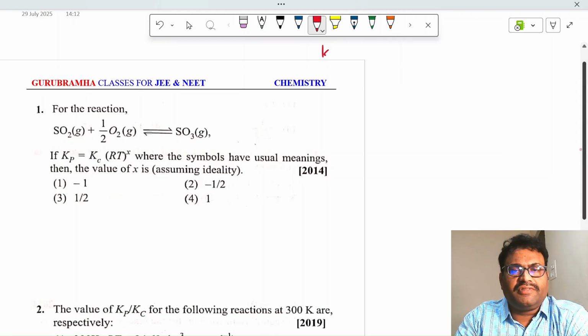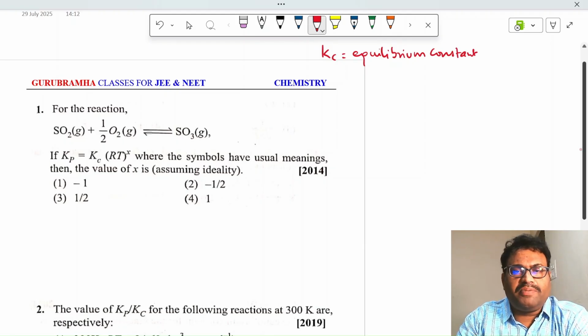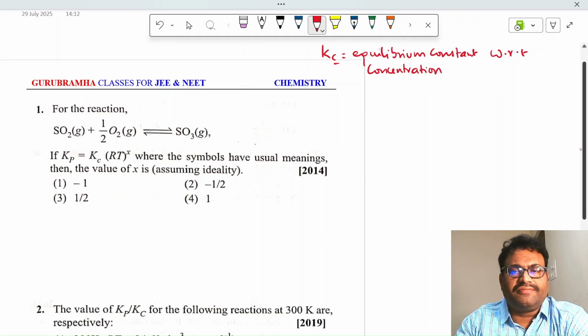What is Kc? Kc is the equilibrium constant. Kp and Kc both are equilibrium constants. Kc, C here represents concentration. So we can write an equilibrium constant with respect to concentration, that is, concentration of reactants and concentration of products.